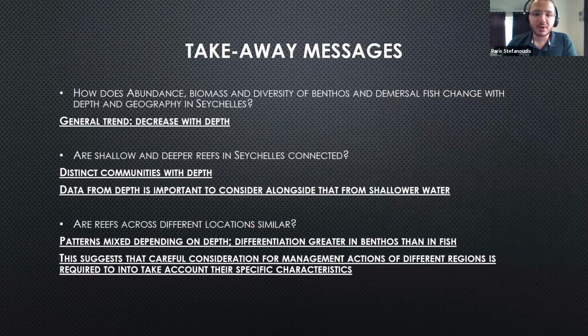So just to summarize, in terms of how abundance, biomass, and diversity changed with depth, there was a general decrease with depth. So that was very clear. If shallow and deeper reefs in Seychelles were connected, now because we did see distinct communities with depth, it shows that communities are not necessarily as connected as a lot of the recent literature has suggested. And this is important information to consider if you want to conserve particular areas. It hints that you should also consider deeper reefs and not necessarily focus on the shallow reefs, because you have distinct things living as you go deeper.